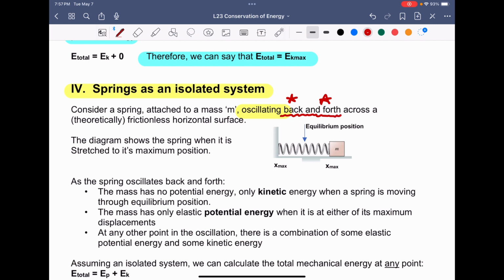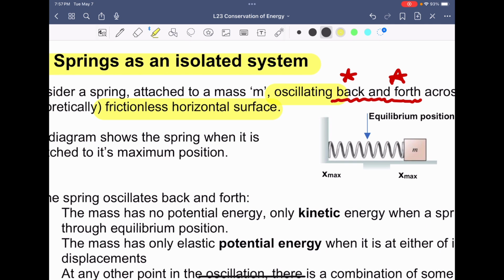Now, if it's frictionless, that means that this is an isolated system. So I'm hoping that if you see these words moving forward, frictionless horizontal surface, this means that the system is isolated. And therefore, there's no heat loss or frictional energy loss or sound loss or air resistance. We're going to take that all out of here.